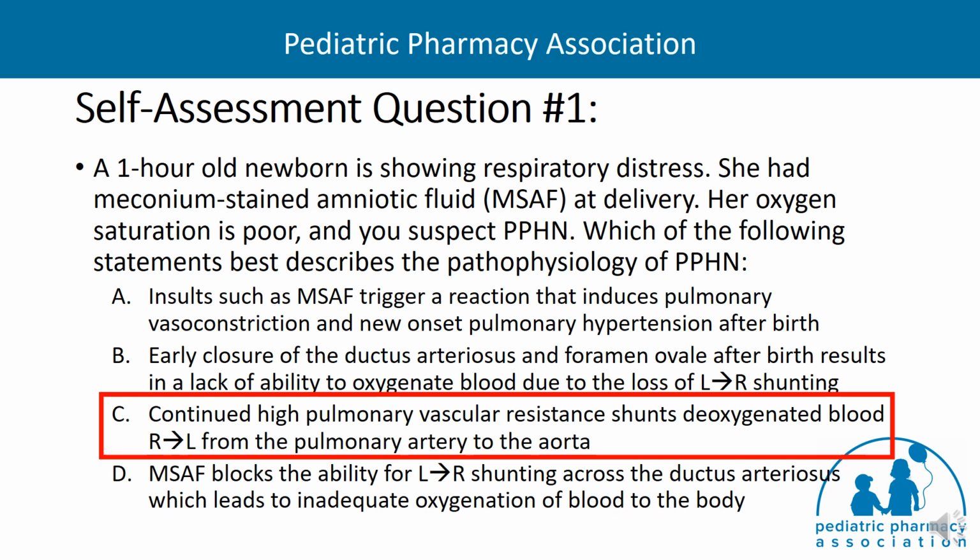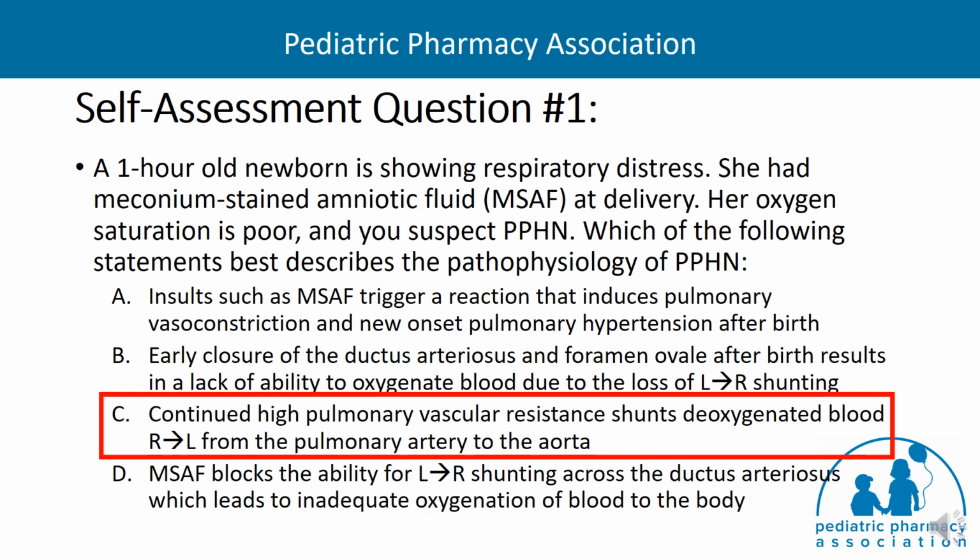So the answer here is C. It is continued high pulmonary vascular resistance that shunts deoxygenated blood from right to left across the pulmonary artery to the aorta. Answer A is incorrect because the increased pulmonary vascular resistance we see is persistent from fetal life, and this is not a new onset high PVR.